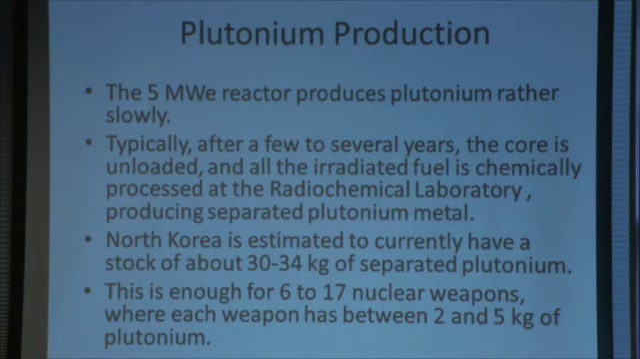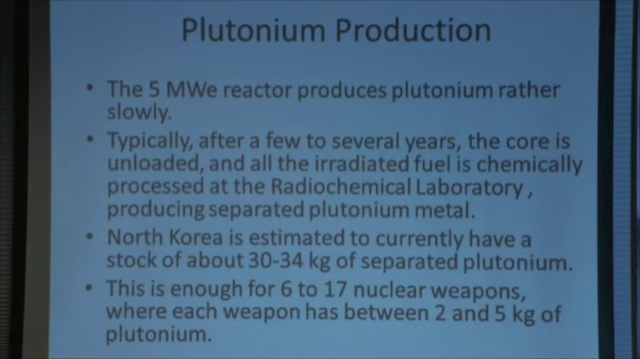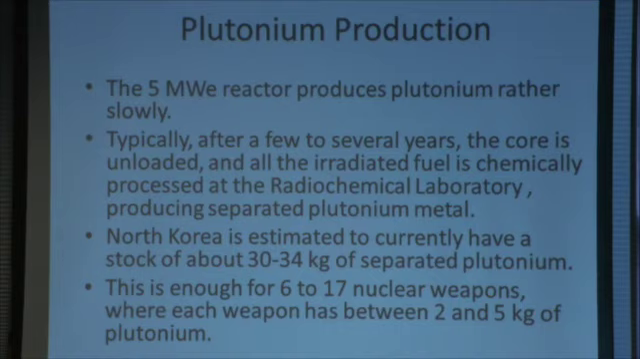I mentioned that the plutonium is produced rather slowly in the 5-megawatt electric, so the fuel sits in there a pretty long period of time. And that means that in total, North Korea hasn't gotten a lot of plutonium from this reactor, relatively speaking. Its current inventory is about 30 to 34 kilograms of separated plutonium. It had more, but it's used up some of it in tests, underground tests.